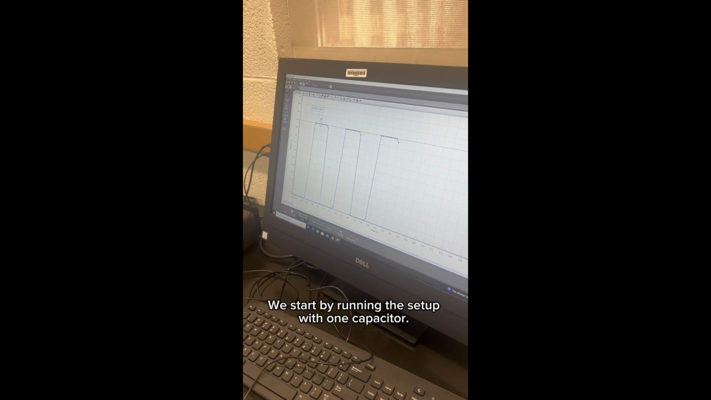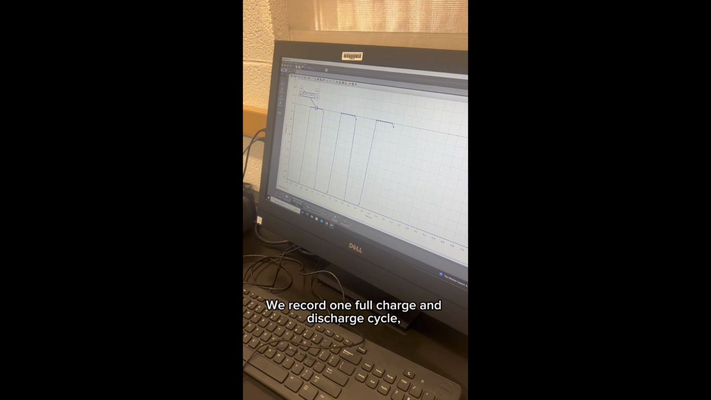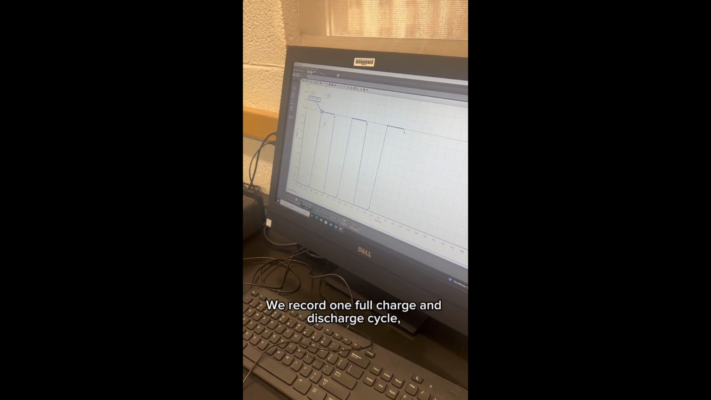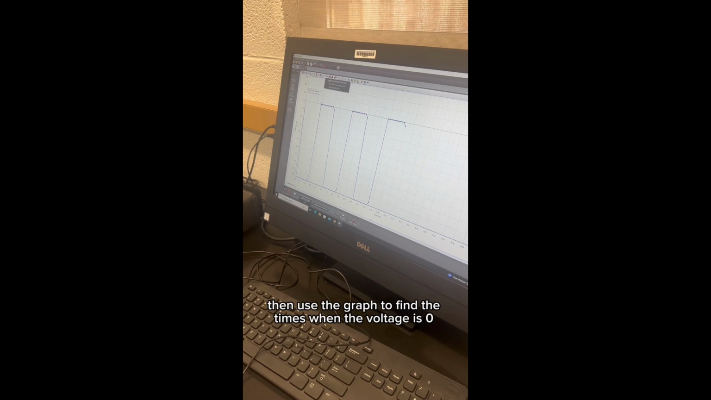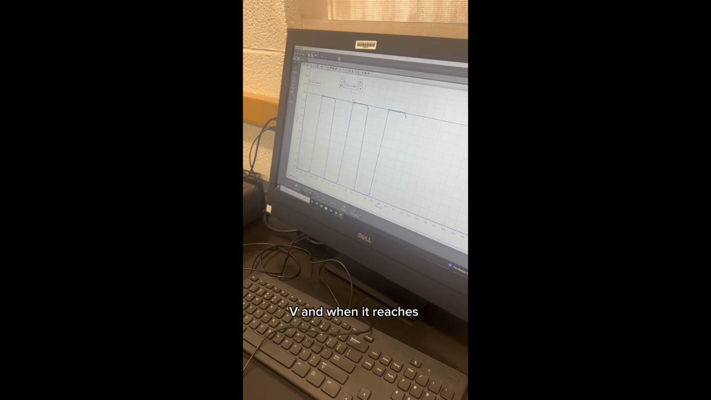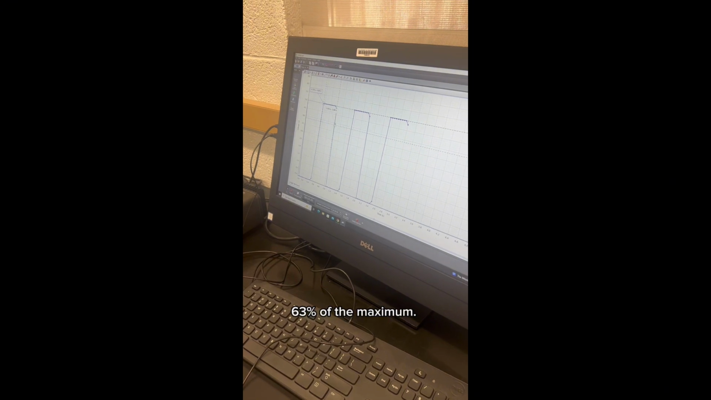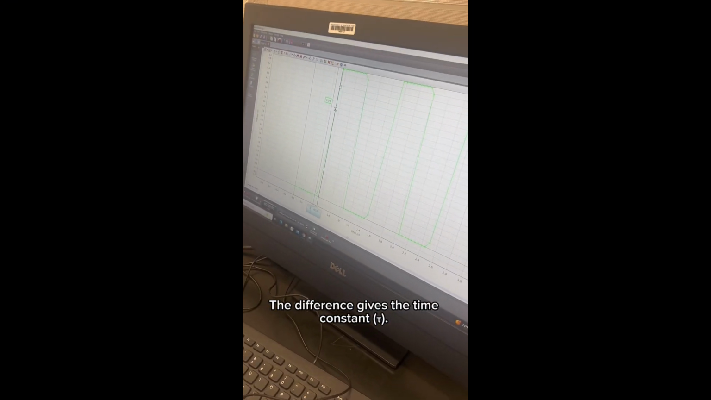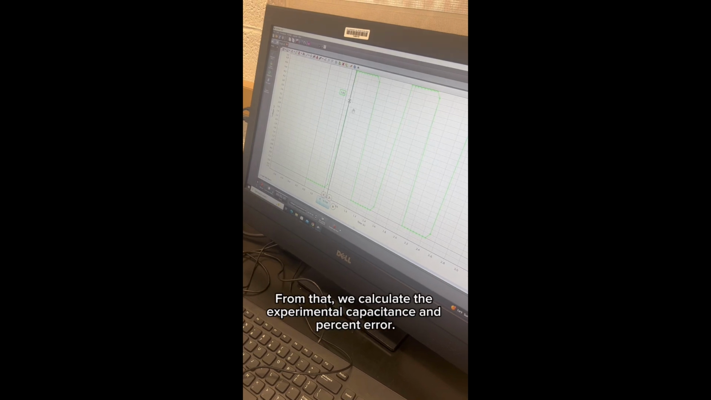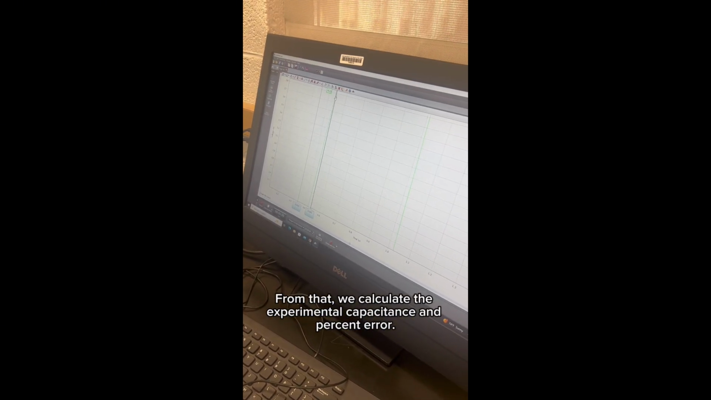We start by running the setup with one capacitor. We record one full charge and discharge cycle, then use the graph to find the times when the voltage is 0 V, and when it reaches 63% of the maximum. The difference gives the time constant, tau. From that, we calculate the experimental capacitance and percent error.